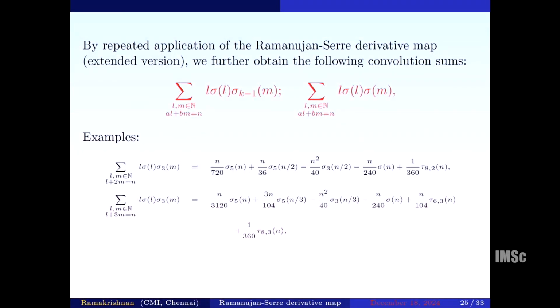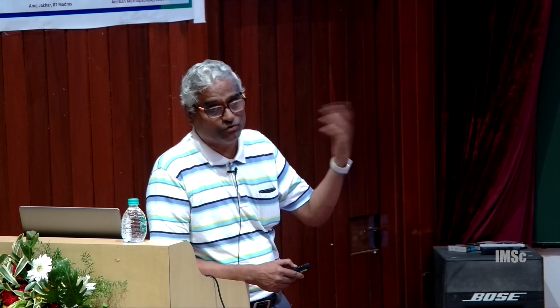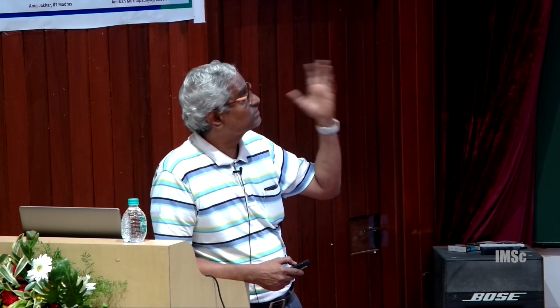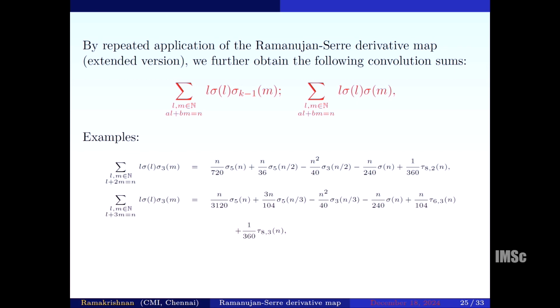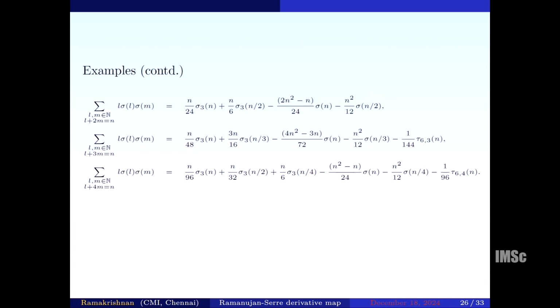By repeated application of the derivative map, an extended version of our result, we further obtained the following convolution sum: sigma(l) sigma_{k minus 1}(m minus l) sigma(m). The reason is that there are several results appearing in the literature for the evaluation of this one using different methods. We wanted to unify the finding of these terms in a uniform way using modular forms. So, examples again.